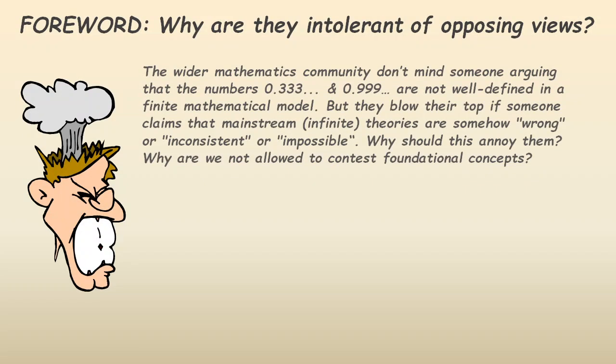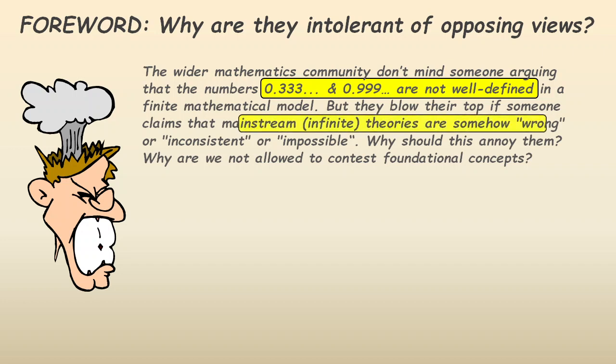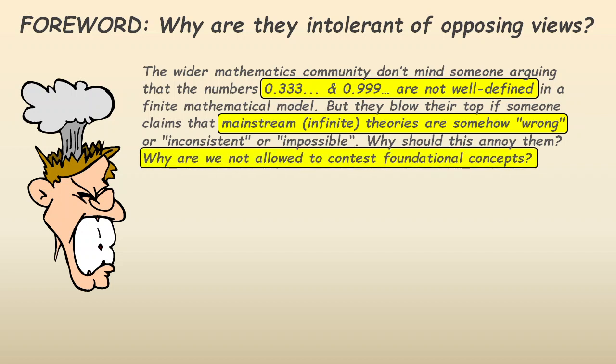Most mathematicians are happy for you to have your own non-standard system of axioms in which 0.9 recurring doesn't equal 1. They might even be happy for you to claim that 0.9 recurring is not well defined in your particular system because you only allow finite objects. But they will blow their top if you question the validity of it in their mainstream mathematical model, or if you question their foundational principles, which seem to be a taboo subject in that nobody is allowed to question them.